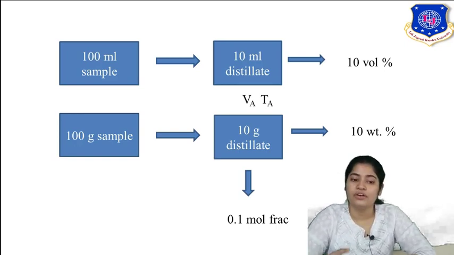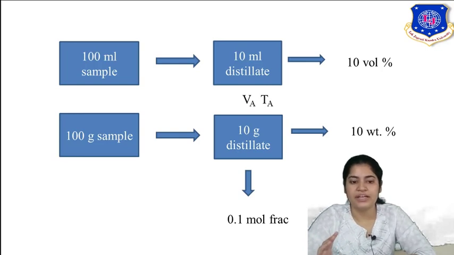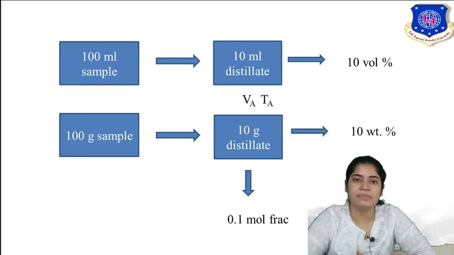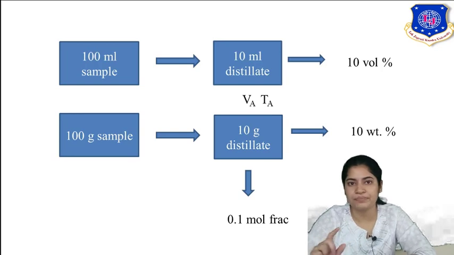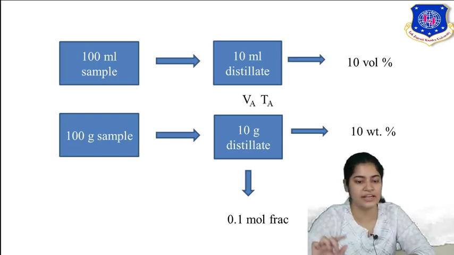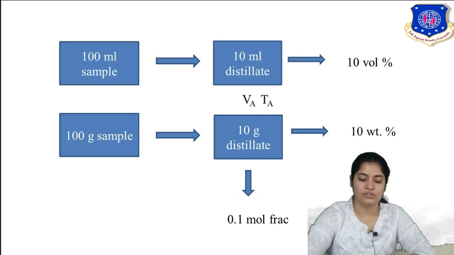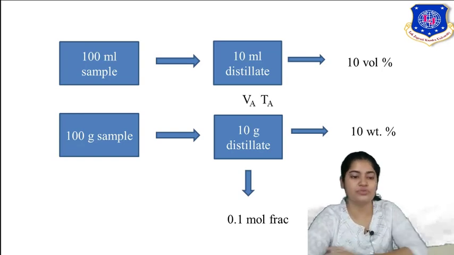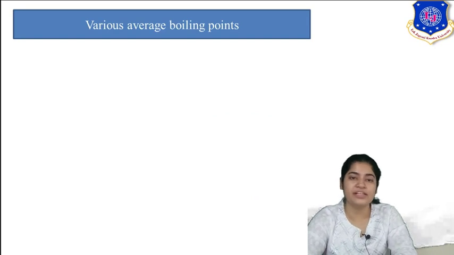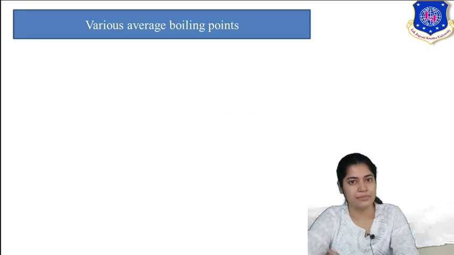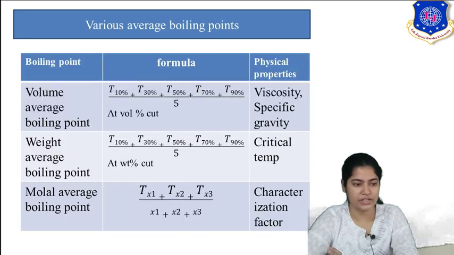Now, see VA and TA. What is VA? Suppose 10 ml distillate is my A reading, that is my A quantity. So that 10 ml is VA, the volume of that cut of distillate. A is my cut, that is 10 ml. The corresponding temperature of that cut is TA. So now moving forward, how am I going to represent it? The various average boiling points are described on the basis of such quantities.